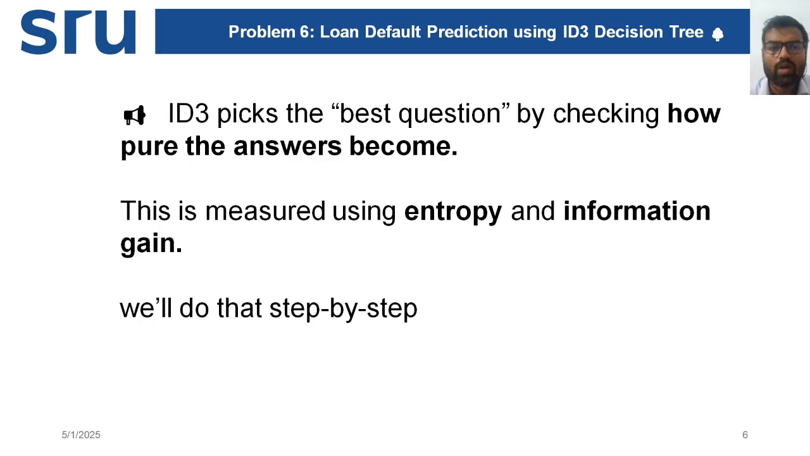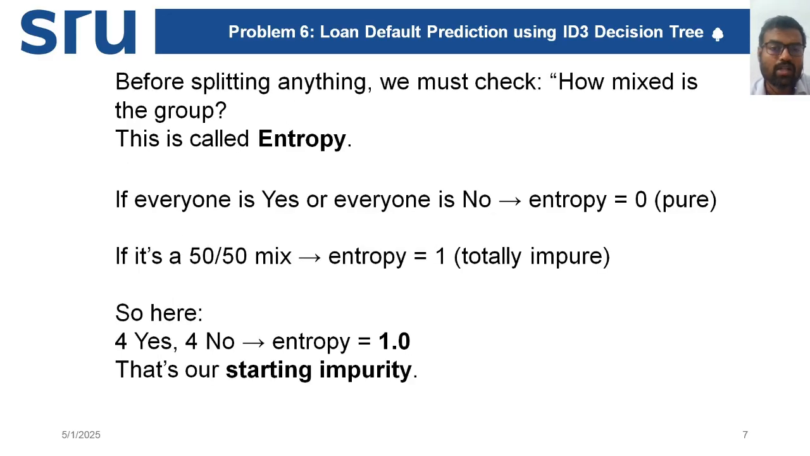Let's see. ID3 picks the best question based on how pure the answers become. Pure means all the data points should be the same way, the results need to be the same. Then the entropy is going to be zero, and the information gain is going to be high. That is what we need. Let's solve it.